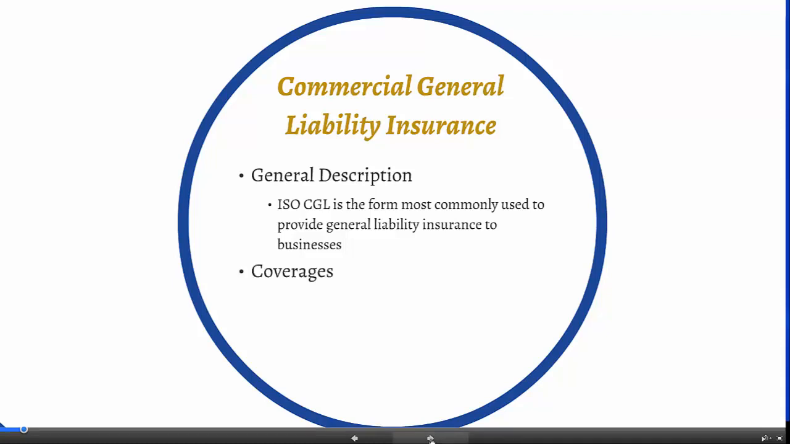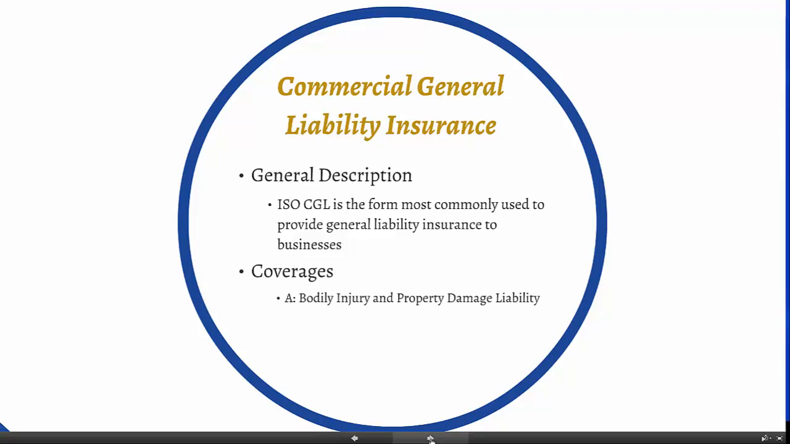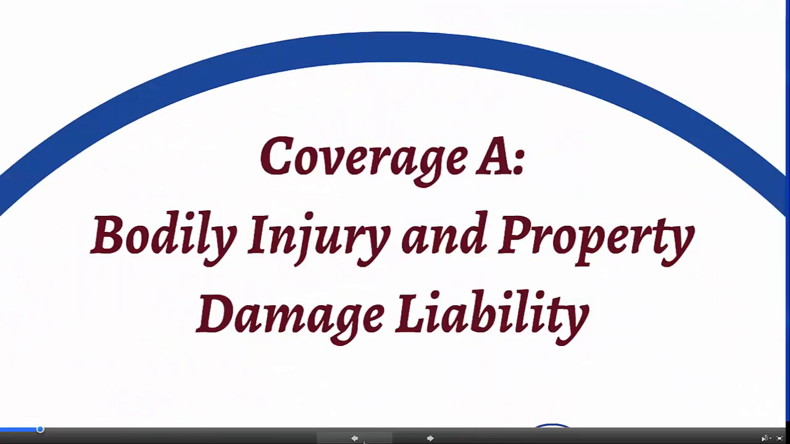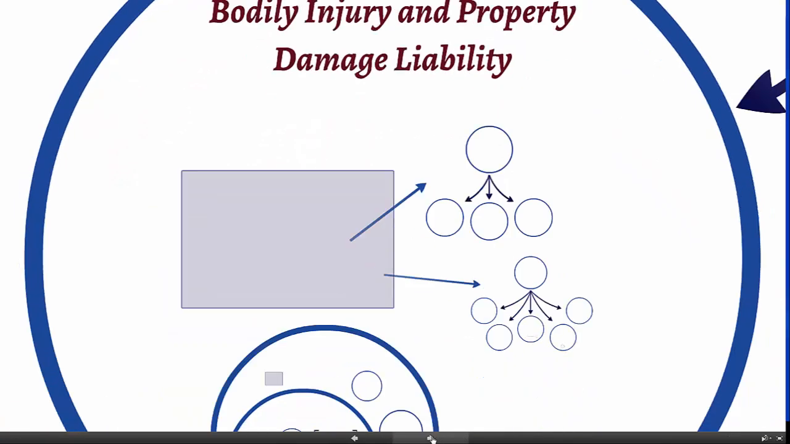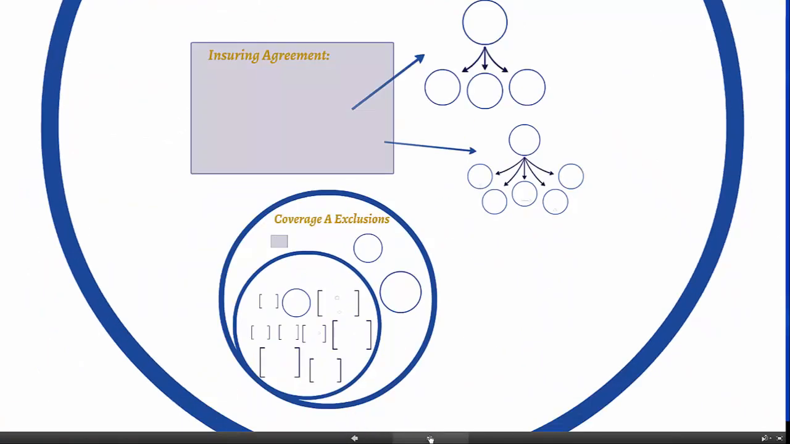There are coverages A, which is bodily injury and property damage liability, coverage B, personal and advertising injury liability, and coverage C, medical payments. We'll spend the majority of our time in this video discussing coverage A. So let's talk about coverage A, bodily injury and property damage liability. First, we'll look at the insuring agreement for coverage A, and then we'll look at coverage A exclusions.